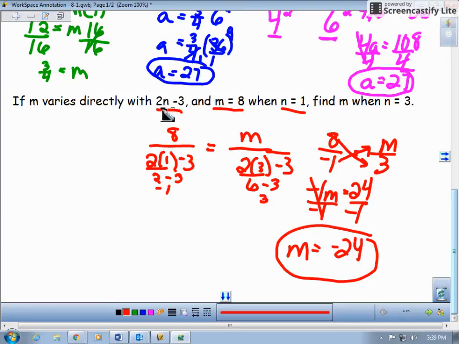I think anything that gets a little craziness like this, setting it up in a proportion, guys, is just so easy. You just have to make sure whatever you put in your denominator, wherever you want to put it, you're consistent.